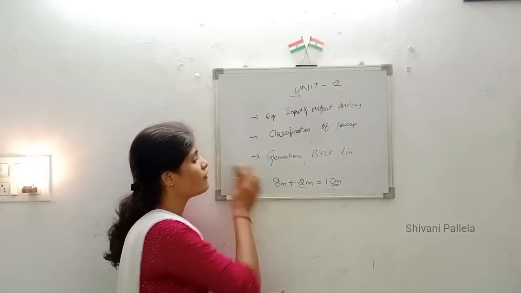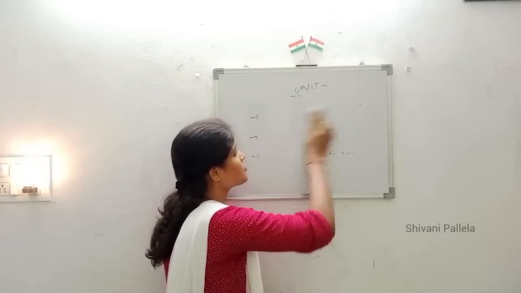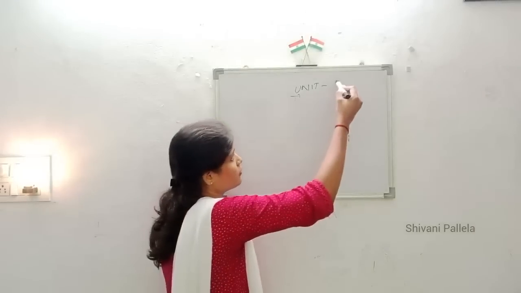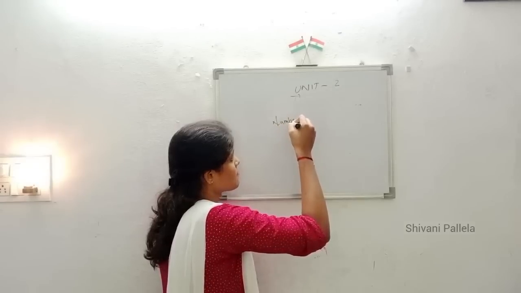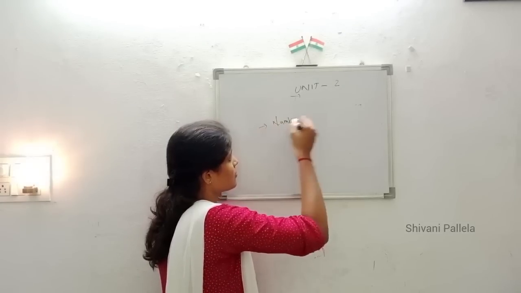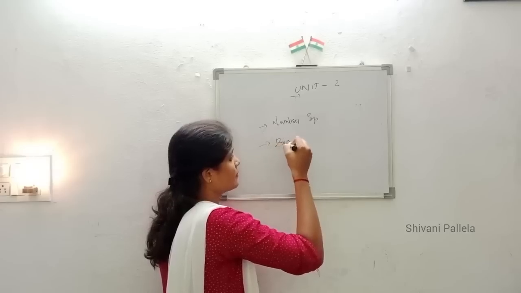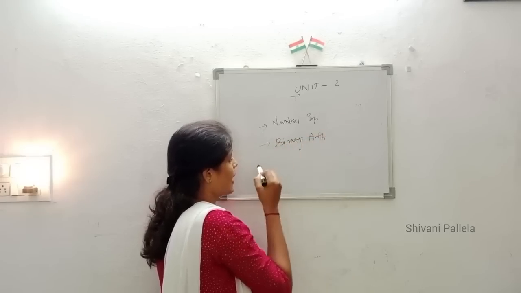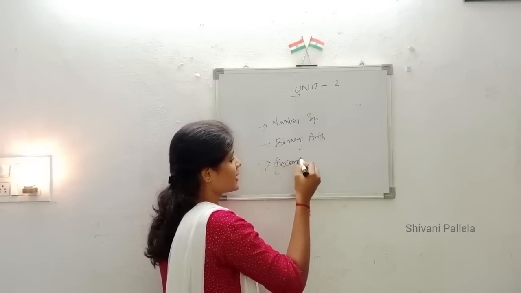Okay, so now we will discuss unit number 2. In unit number 2, what are the things you need to learn? In unit number 2: number system, binary arithmetic, and the third one is secondary storage of data.